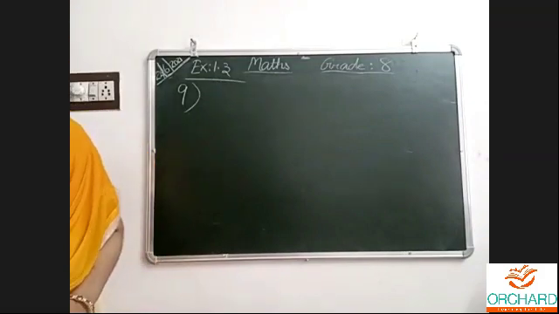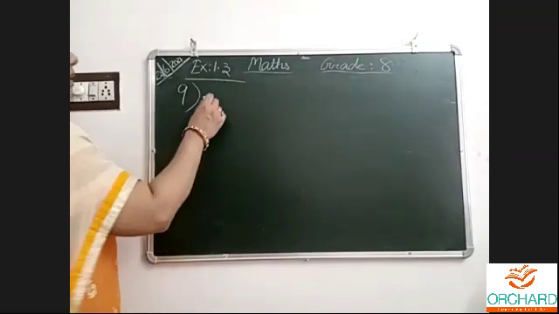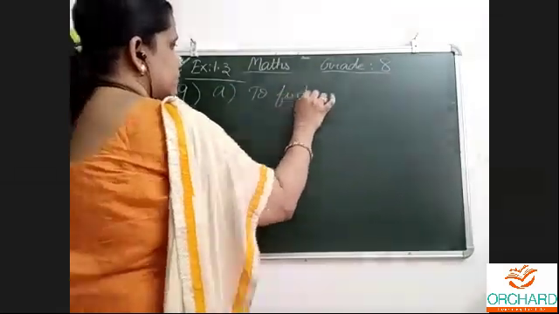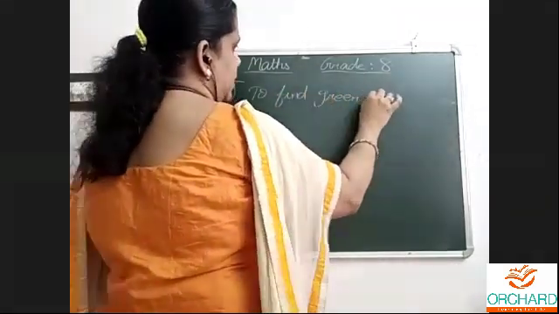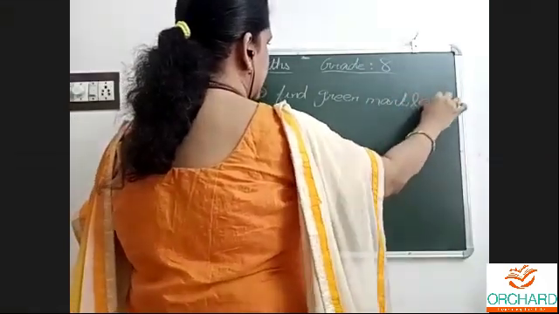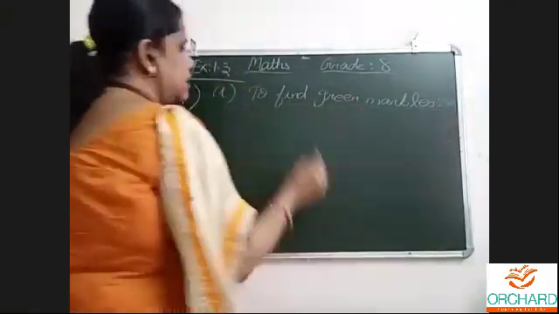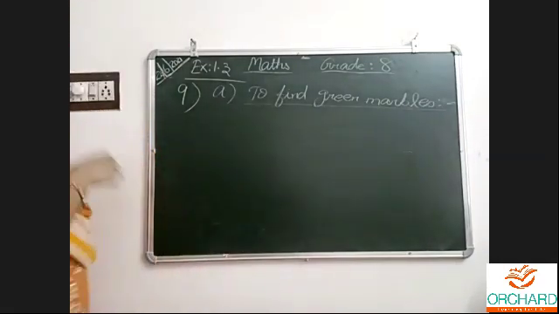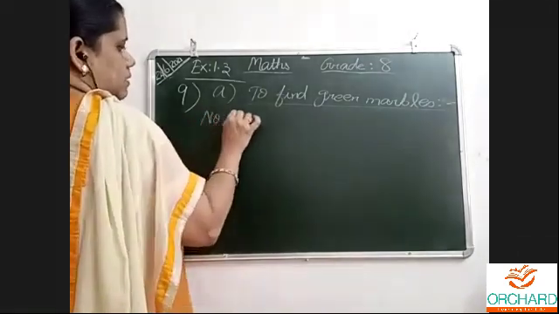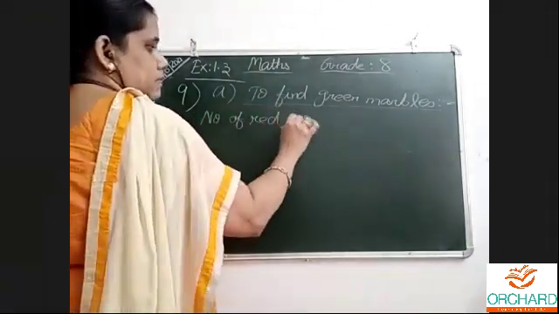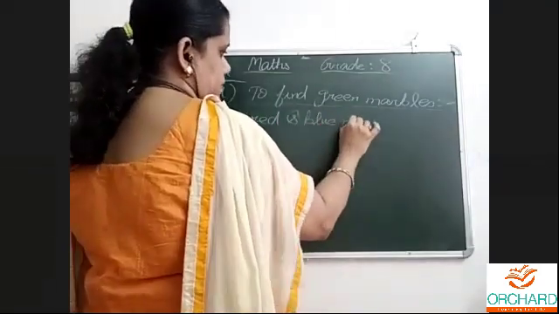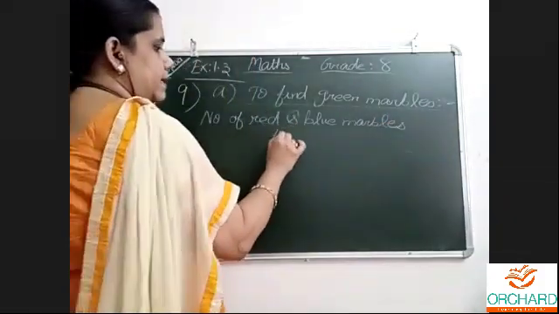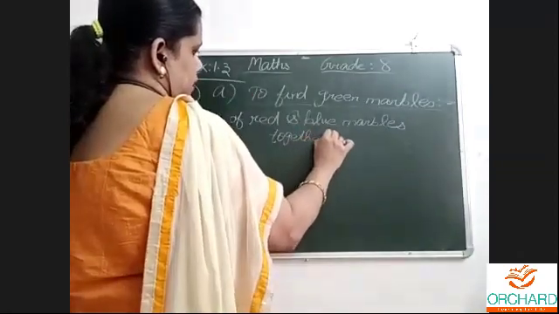green color marbles. The question is about finding the green marbles, question A. To find the green marbles, first we must add the remaining marbles. What are the other two colors? Red and blue. Number of red and blue marbles together.